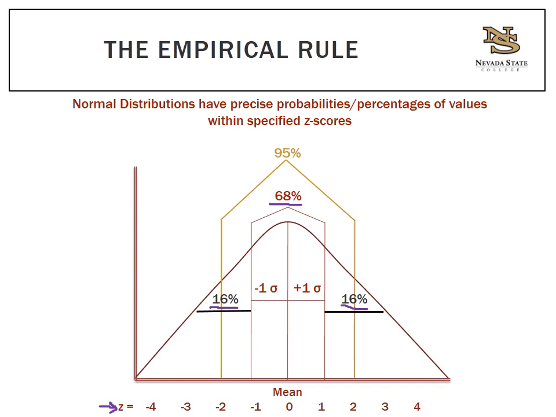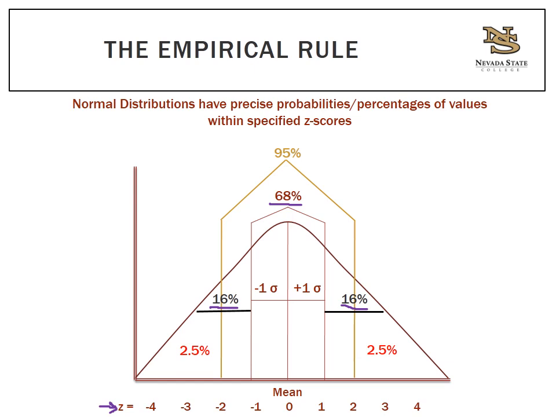Now we also, with the empirical rule, know that 95% of scores are within two standard deviations of the mean, or have a z-score between -2 and +2. So what does that leave? Well, it leaves 5% of scores, right?